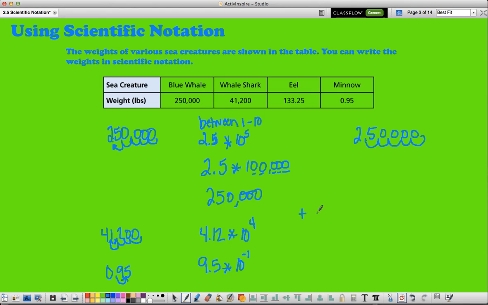So positive exponents tell us to move right, and that we're multiplying by the power of 10. Negative exponents tell us to move left, and that we're actually dividing by that power of 10. So we're going to talk about in a little bit how this connects with what we know about negative exponents.